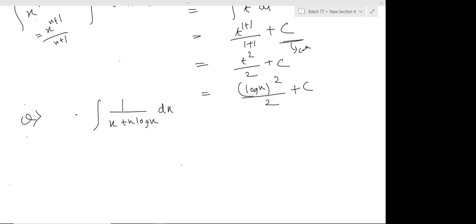All right, Kinza. Everyone else, please try to solve this. Find the function and its differentiation in the same question.